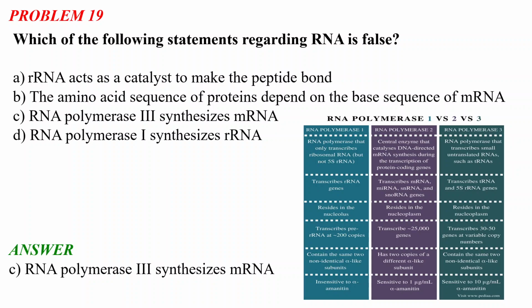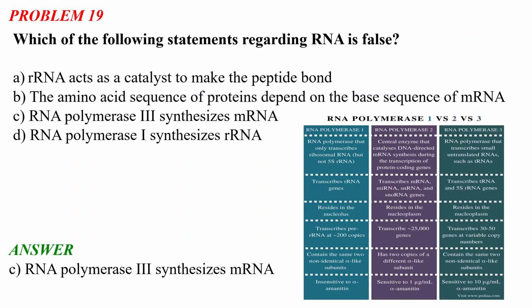You do not need to memorize everything. Just remember the first one, RNA polymerase 1, synthesizes the rRNA. RNA polymerase 2 synthesizes the mRNA, and RNA polymerase 3 synthesizes the tRNA. Remembering these three things is enough for you. You do not need to memorize everything about these RNA polymerase enzymes, but which enzyme is responsible for synthesizing which RNA is important.